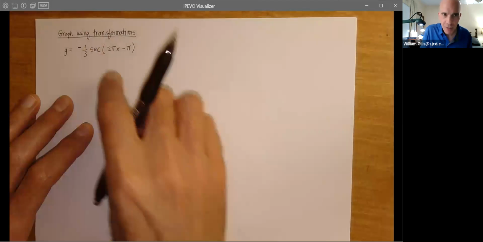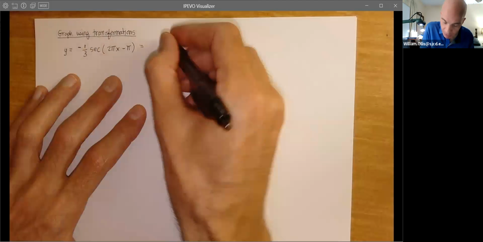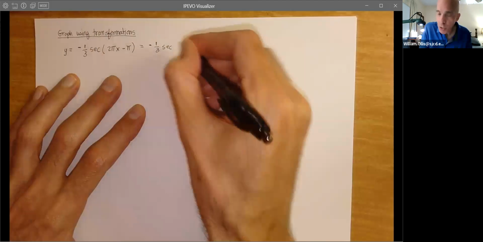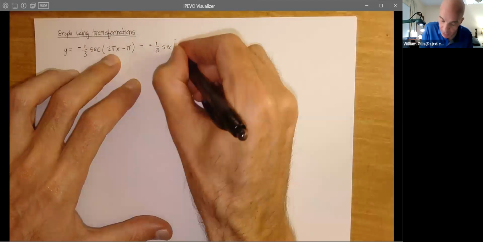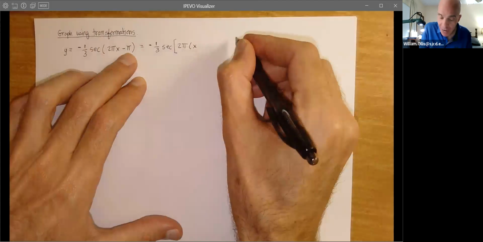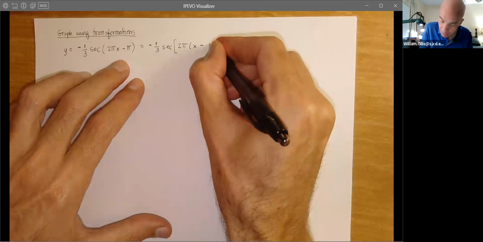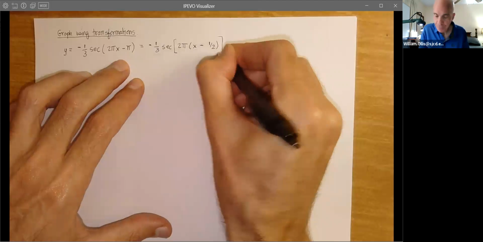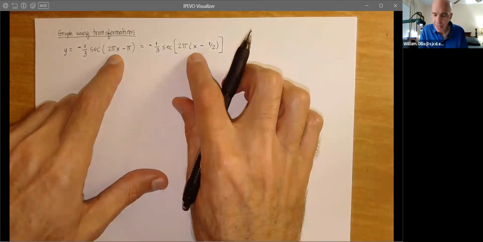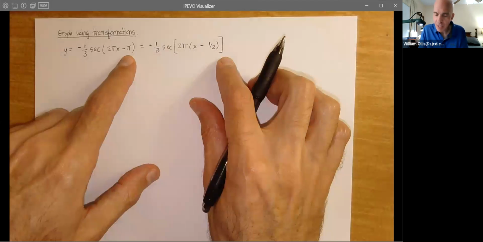Now, first, what we want to do is make this a little bit more user-friendly. I threw in the negative just to make it more fun. So we have negative 1/3 secant, and now we want to factor the 2 pi. So we want the k, 2 pi, so this will be an x. And then, of course, we factor the pi, but then we need a 1/2 to absorb the 2. So here what we see is that when we multiply by the 2 pi, we get the 2 pi x. And of course, the 2 pi times 1/2 with the negative gives us negative pi. So that's giving us a shift.